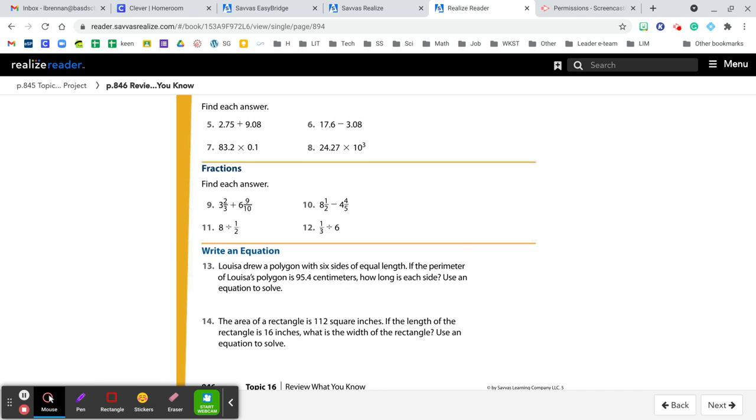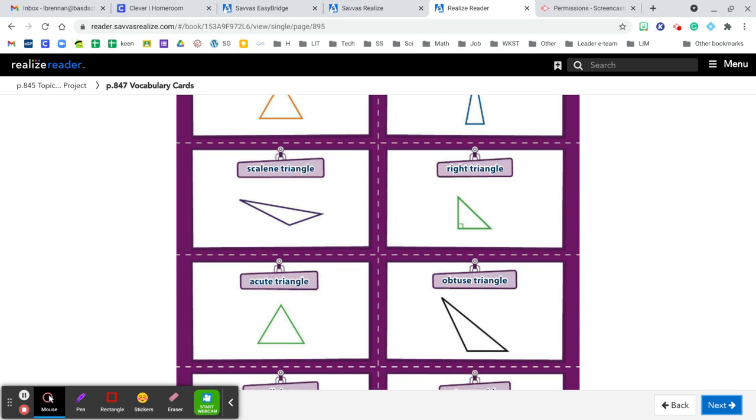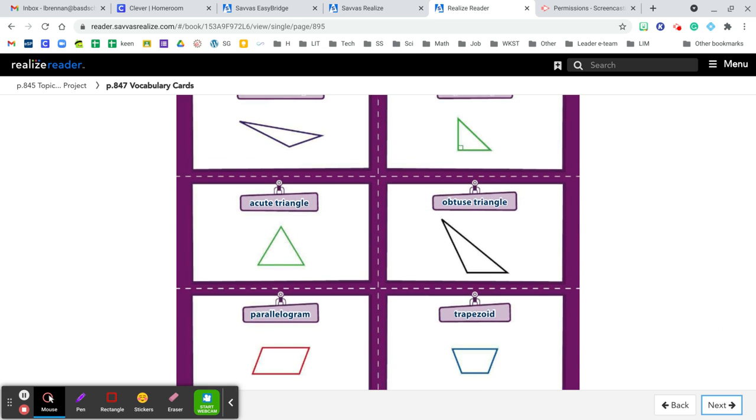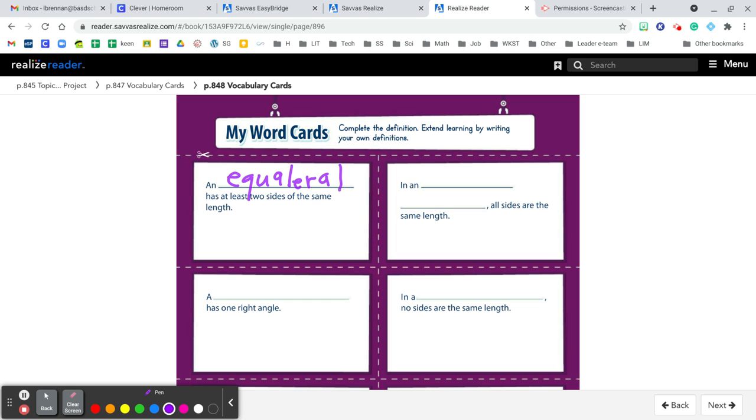And then continuing, just reviewing some vocabulary real quickly. We're looking at equilateral triangle, isosceles triangle, scalene triangle, and right triangle, acute triangle, obtuse triangle, parallelogram, and trapezoid. You can cut these out from your workbook and use them to review.